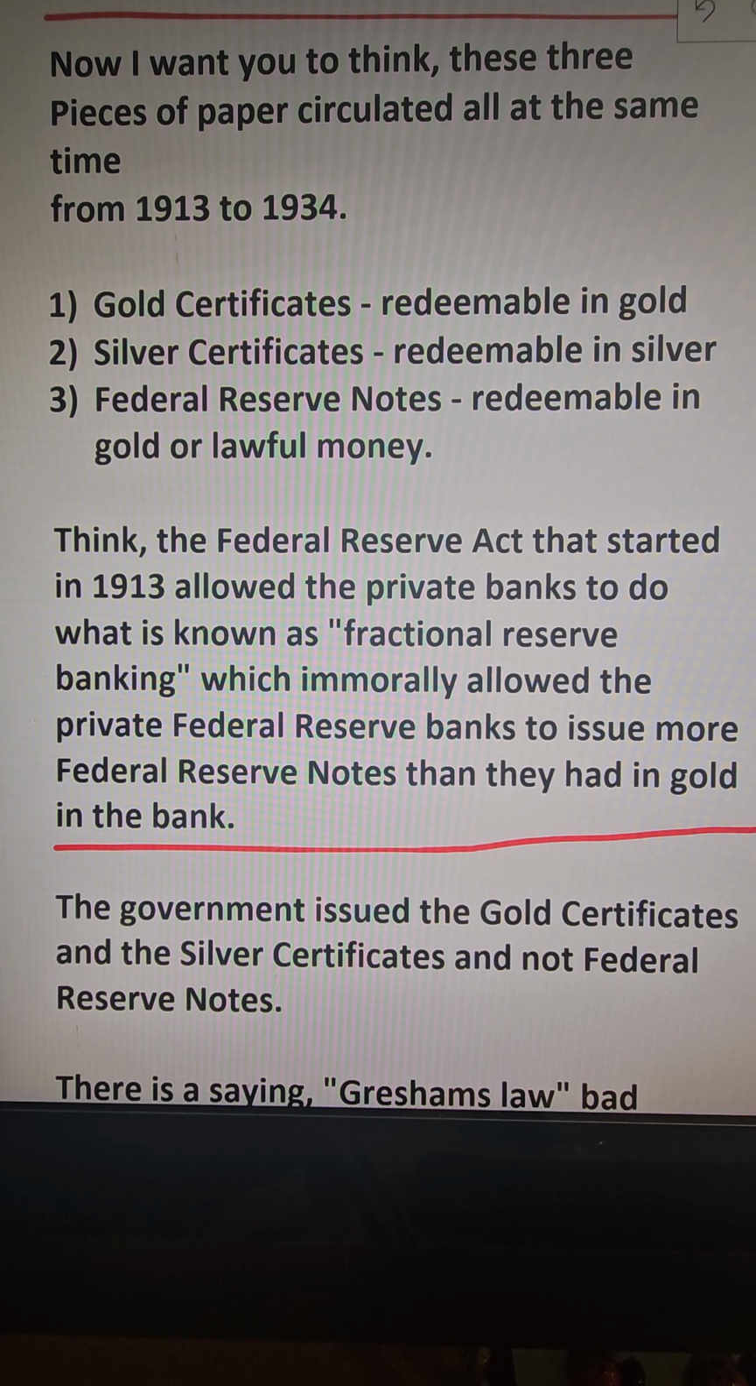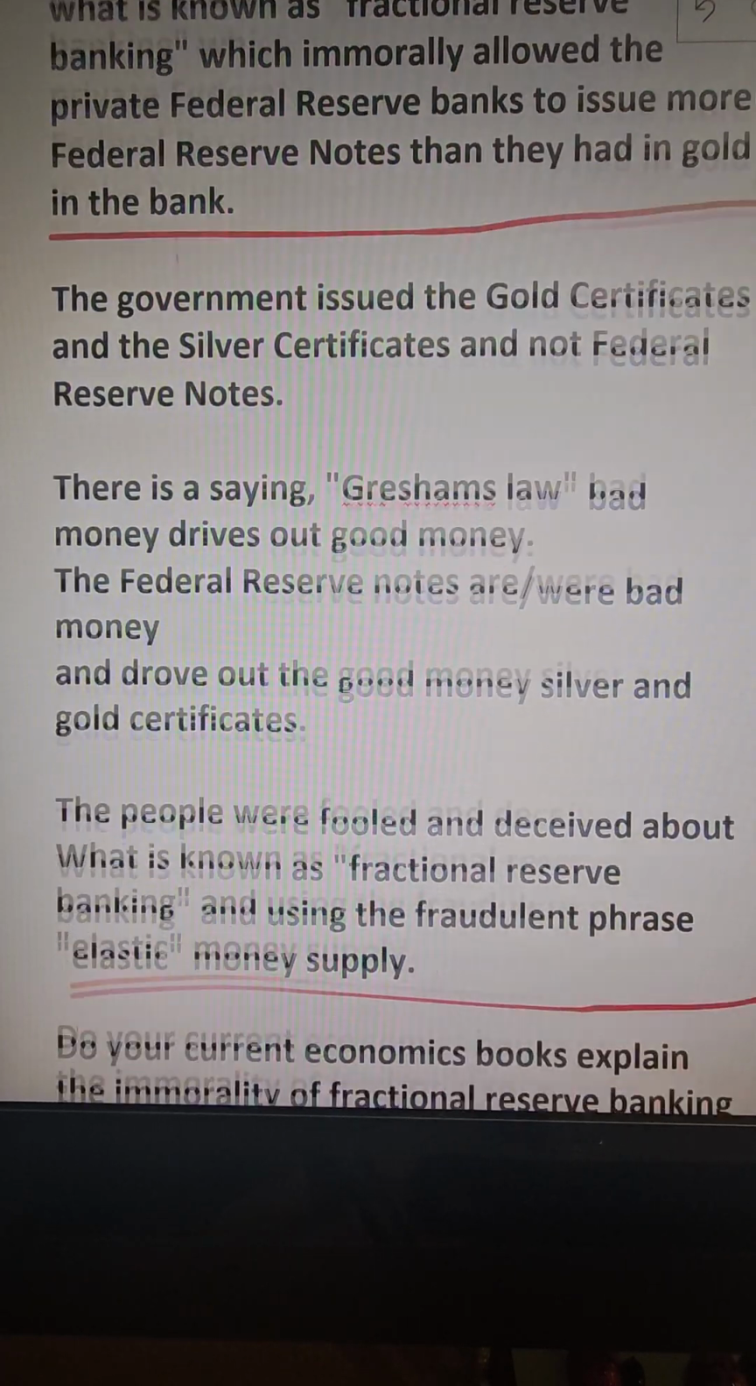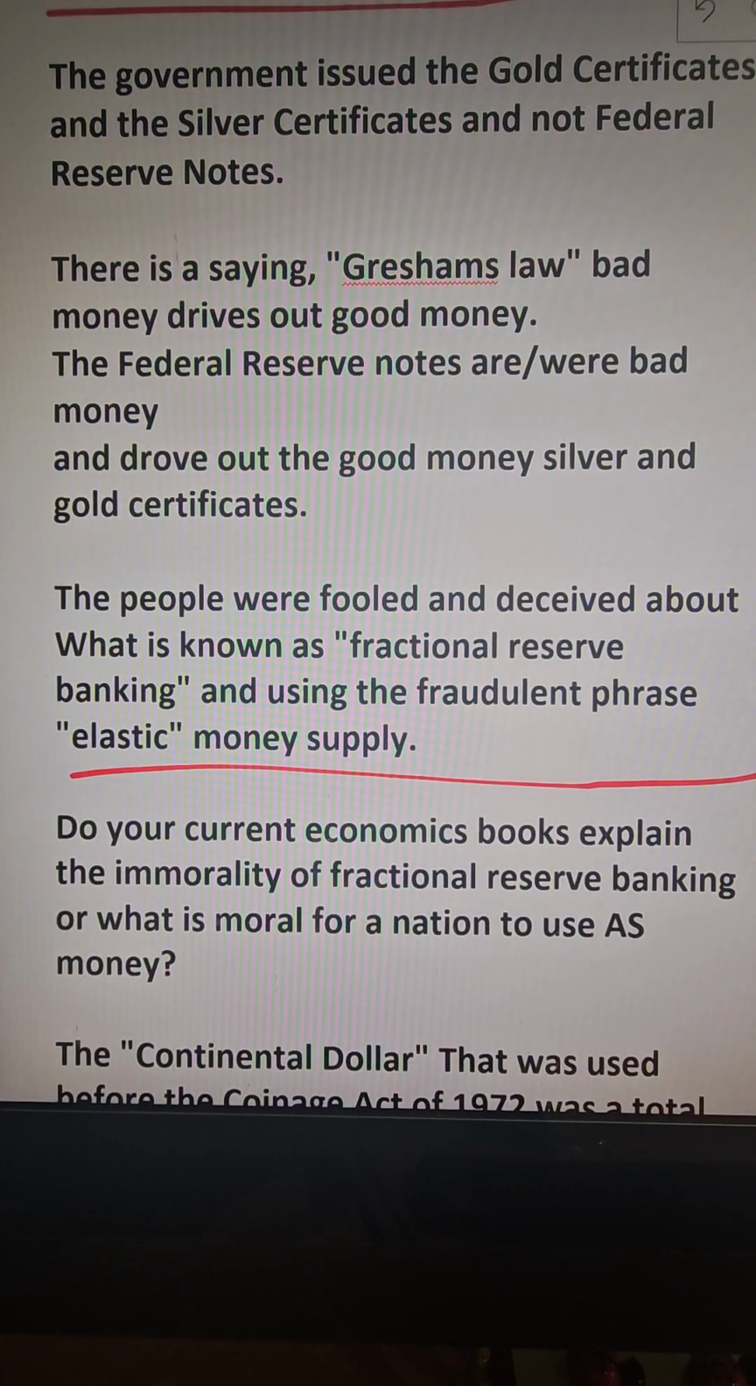And they had 40% gold as reserves from 1913 to 1933. Okay? So you can ask people, your bankers, your accountants, your bookkeepers, they don't know this. They simply don't know. Now, the government issued the gold certificates and the silver certificates, not the Federal Reserve notes.